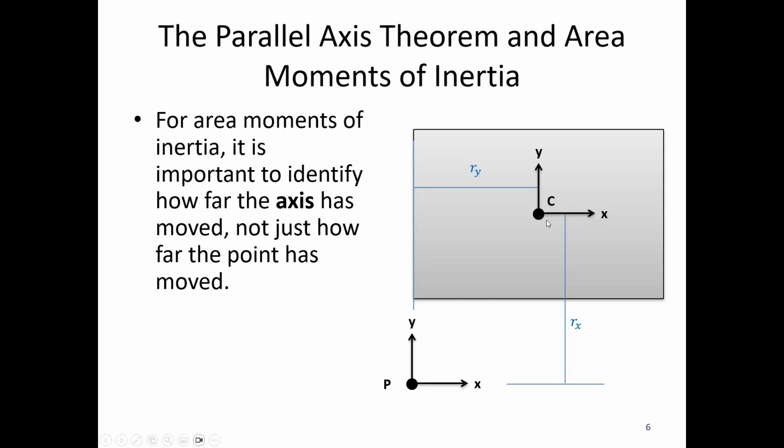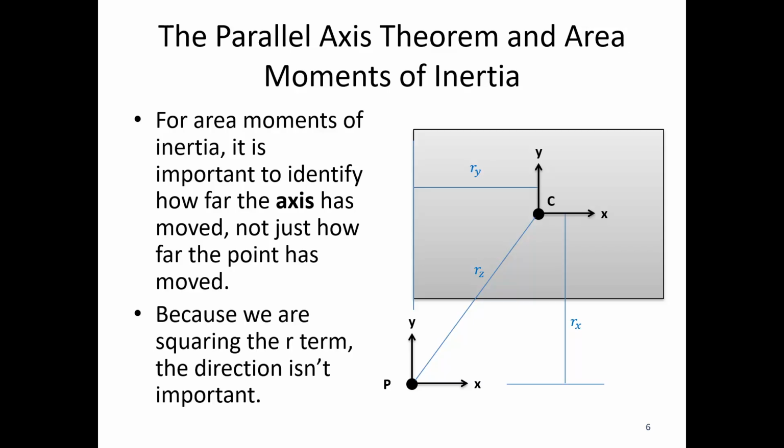And then if I have the z-axis, so even though this is 2D, this would be the polar moment of inertia, that is going to be a diagonal because the z-axis is pointing out of the page, and so it's pointing out of the page down here. The distance between those two vectors or directions pointing out of the page is going to be the diagonal value there. So you want to make sure you're looking at how far the axis moves, not necessarily how far the origin point moves for all of these.